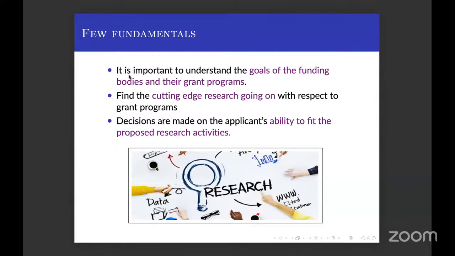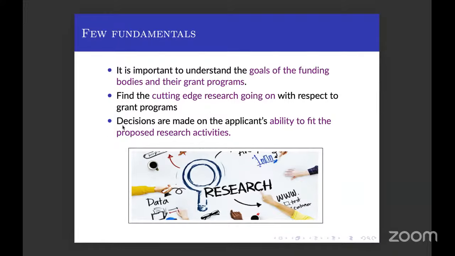The first fundamental is that it is important to understand the goals of the funding bodies and their grant programs. That is very important. What is the goal? For example, nowadays the NRF AI call has come. So my proposal should be linked to AI. So I have to understand the goal of the funding bodies and their grant programs. Find the cutting edge research going on with respect to grant programs. So you try to find what cutting edge research is going on with respect to the NRF AI call. What is unique in the AI call, that you try to understand.